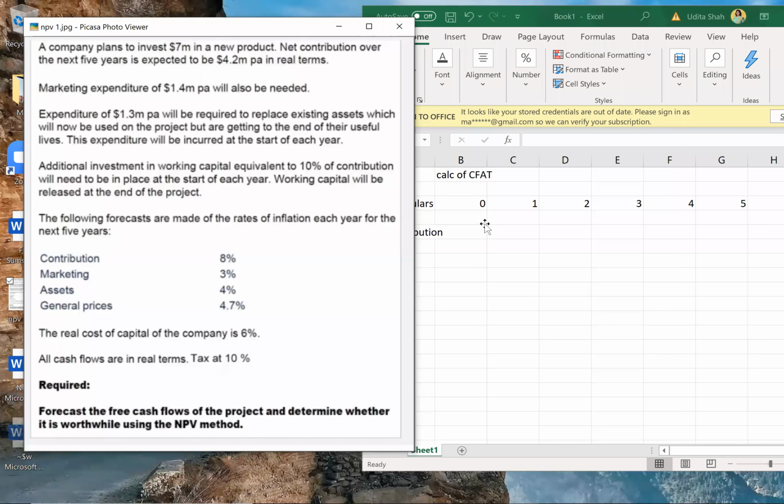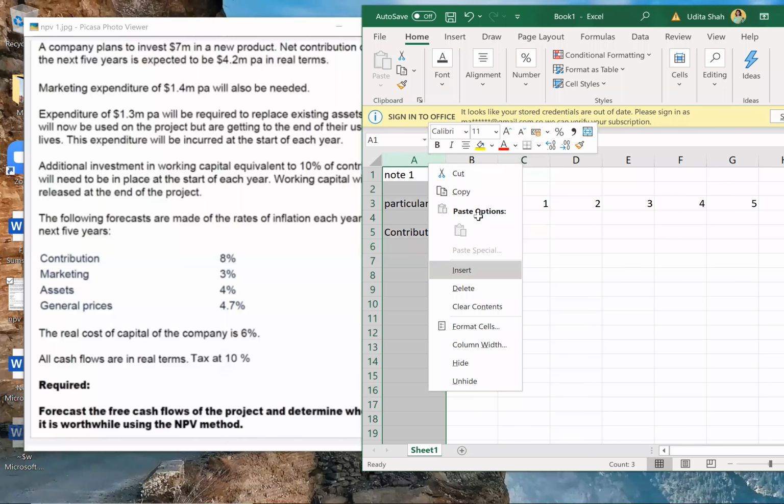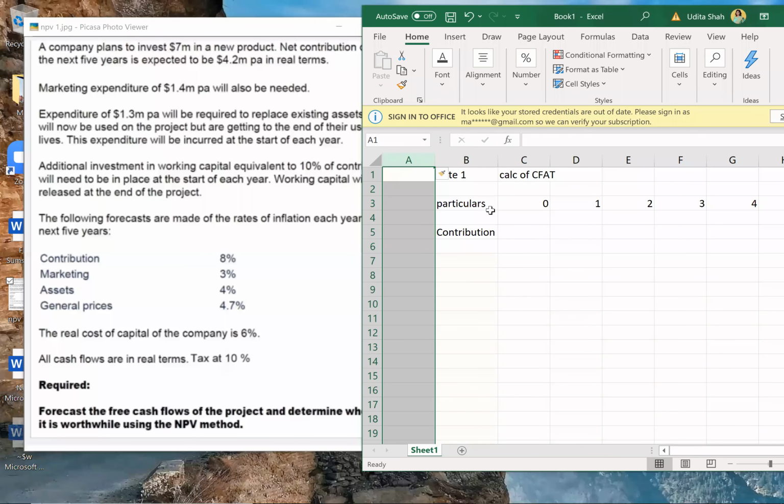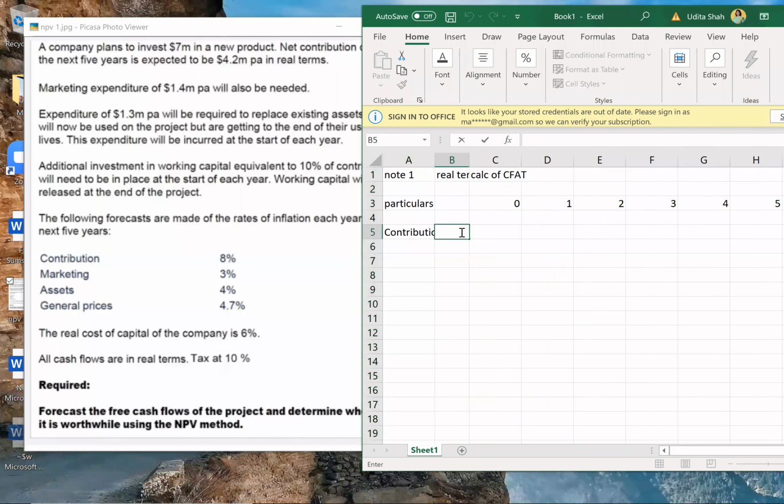Now pay attention, guys. So contribution is 4.2 million, but that 4.2 million will be in real terms. So let us write in real terms first. So I'll add a column over here, insert. And I'll add a column of real terms. Real terms means without inflation, correct? Real terms means without inflation. So how much is the contribution in real terms? Contribution is 4.2 million in real terms.